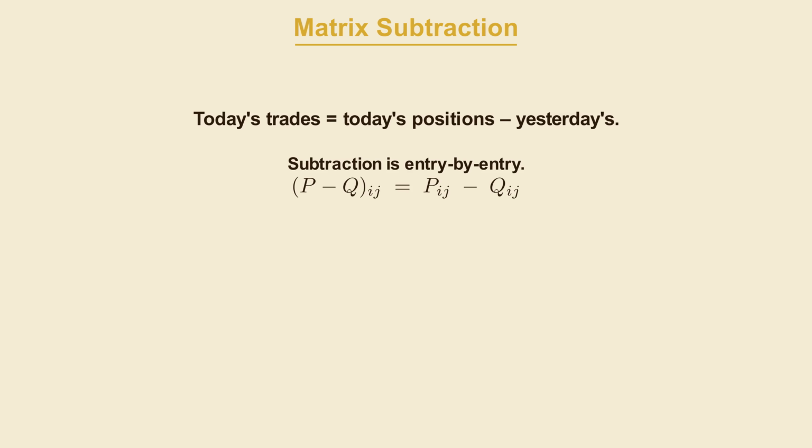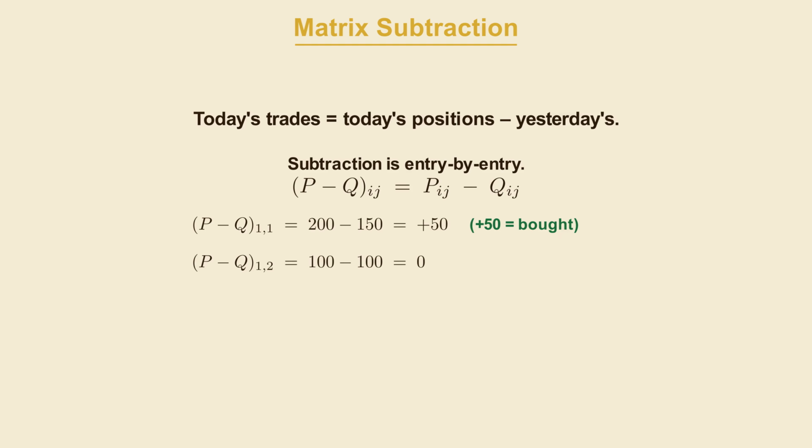Subtraction works entry by entry. The entry in row i, column j of P minus Q is just P sub ij minus Q sub ij. So for example, today minus yesterday for asset 1 in the growth fund is going to be 200 minus 150, which equals 50 shares purchased. Asset 1 in value would be 100 minus 100, which equals 0, so there was no trade. Then for asset 2 in the growth fund, 300 minus 350 equals negative 50, meaning that the growth fund sold 50 shares of asset 2.